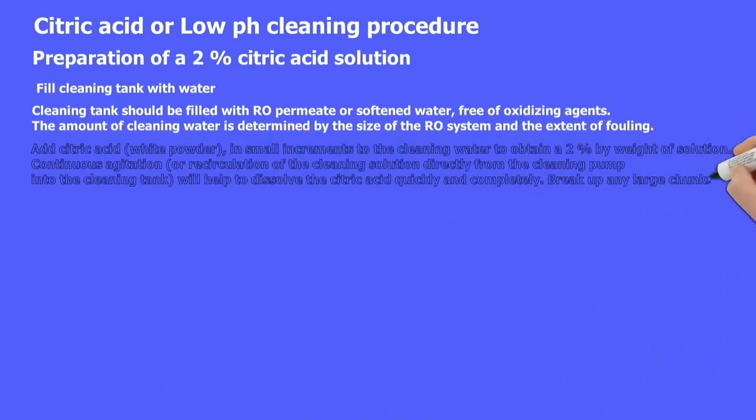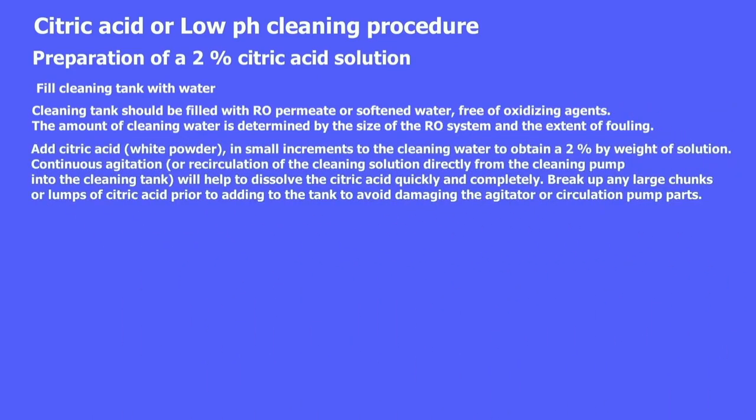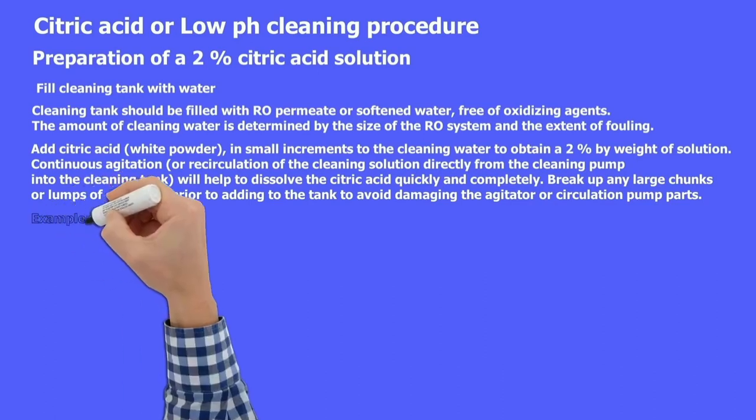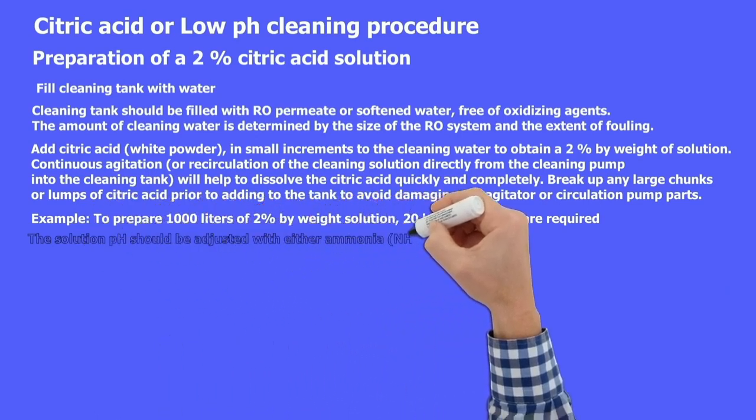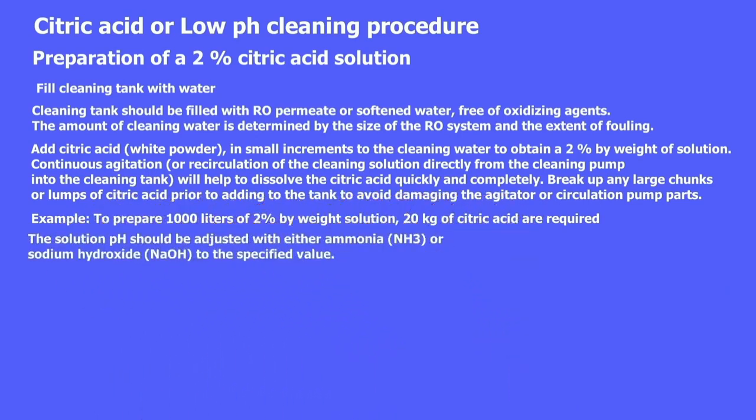Dissolve citric acid. Add citric acid, white powder, in small increments to the cleaning water to obtain a 2% by weight solution. Continuous agitation, or recirculation of the cleaning solution directly from the cleaning pump into the cleaning tank, will help to dissolve the citric acid quickly and completely. Break up any large chunks or lumps of citric acid prior to adding to the tank to avoid damaging the agitator or circulation pump parts. Example: to prepare 1000 liters of 2% by weight solution, 20 kilograms of citric acid are required.